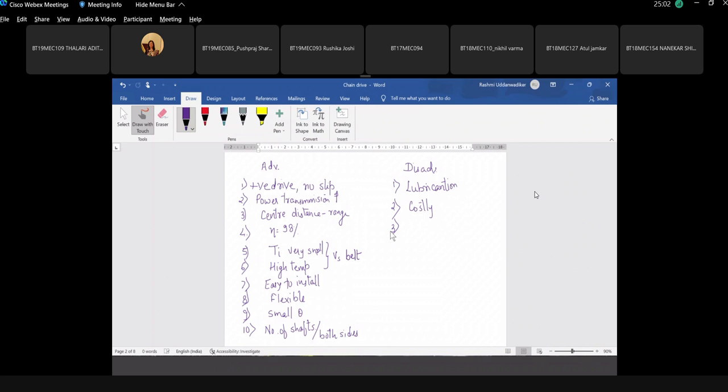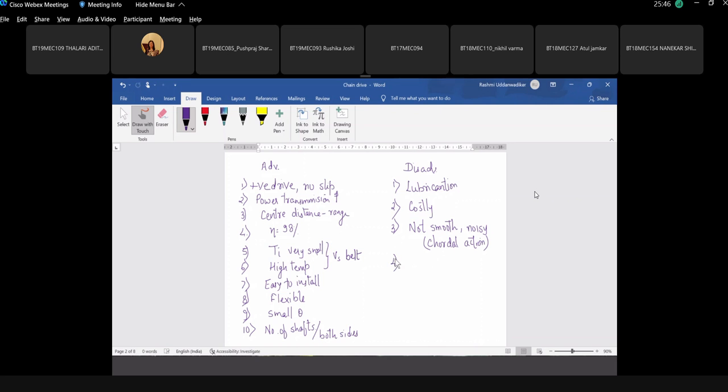What about smoothness of the operation? As compared to gear drive or belt drive, would this be smooth? This is not smooth and it is noisy as well, which is due to chordal action. We'll see what is chordal action. We'll talk about chordal action.